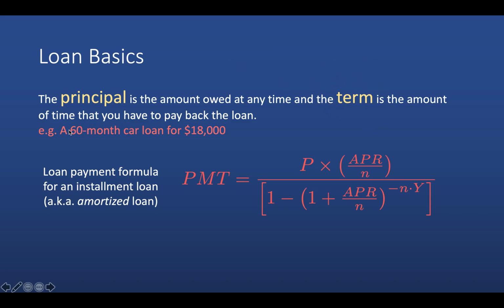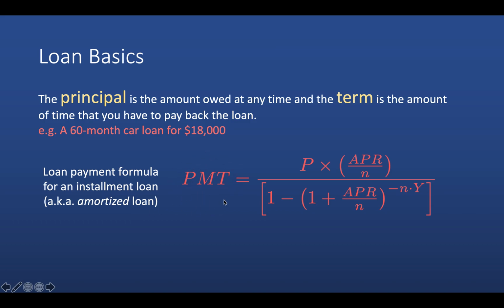So an example of a loan like this would be a car loan, which is often a 60-month period, a 5-year loan. And a typical amount, although I don't know if there is a typical amount, but a typical amount for a car loan is around $18,000. So you could borrow $18,000, and the lender would give you 60 months to pay that back with a certain interest rate. And the payments would be determined by this formula, which is known as the loan payment formula for an installment loan, which is also known as an amortized loan.